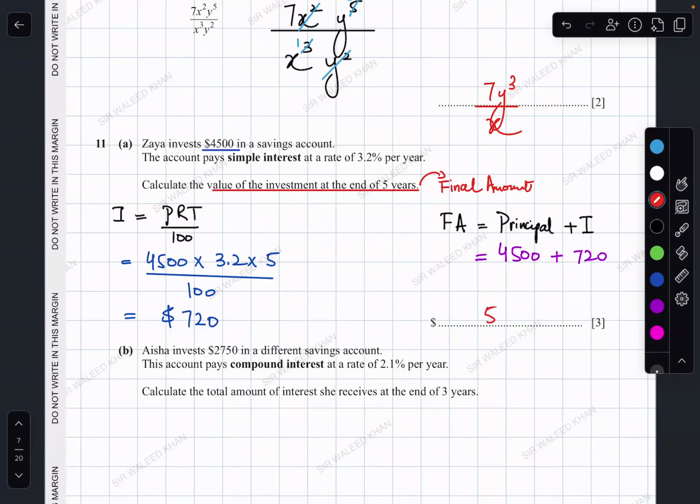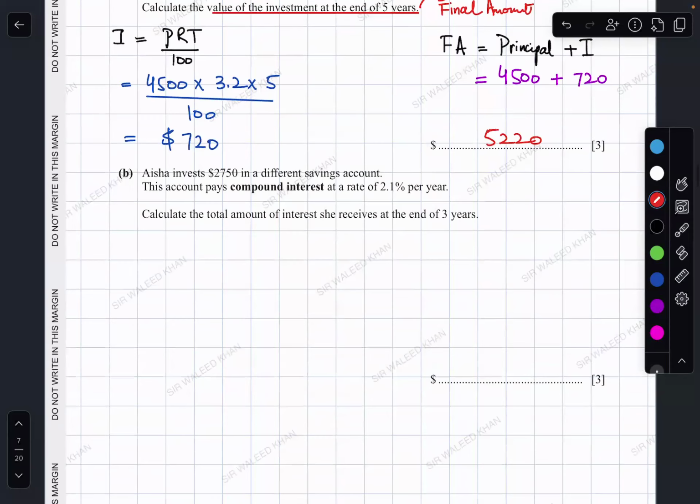That's our answer. Next, I shall invest $2,750 in a different savings account. This account pays compound interest at a rate of 2.1% per year. Calculate the total amount of interest. See, this is what they play with, just to confuse you with the wordings. Total amount of interest, not the final amount.